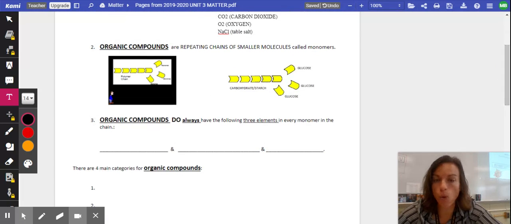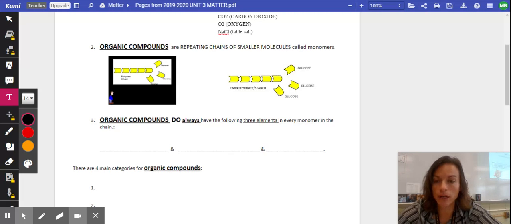On the other hand, organic compounds are repeating chains of smaller molecules, so they're more complicated. In this case, we have a carbohydrate, which is glucose chained up together. So glucose, glucose, glucose, glucose, glucose is giving us this carbohydrate when it's chained. When it's not chained, you just get the pieces of glucose.